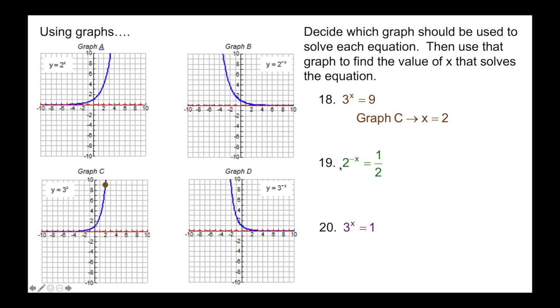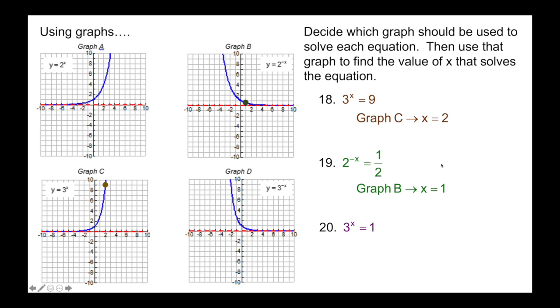For number 19, 2 to the negative x, that's going to be this graph right here. I'm going to go to 1/2, and that's going to be a little bit hard to estimate here. So if I go up a little bit and then look over to see where it lines up, it appears to be in this position right here where I have that dot, and that looks like it's lining up with 1. But if we're doubting that at all, we can figure out if it's correct right now.